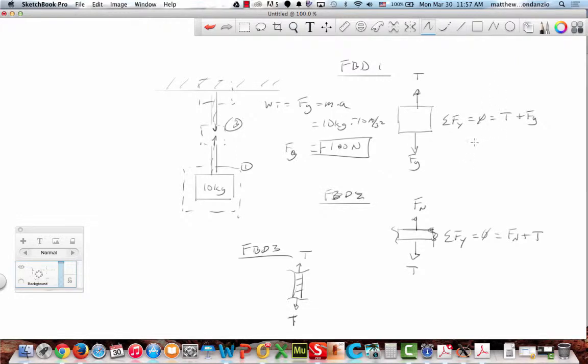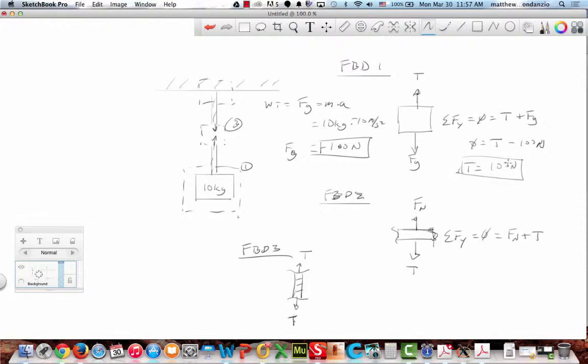So look, now I can say 0 equals T. I don't know what T is yet, but I do know F of G, minus 100 newtons. So therefore, T is equal to what? I plug in my F of G, and T is equal to 100 newtons.